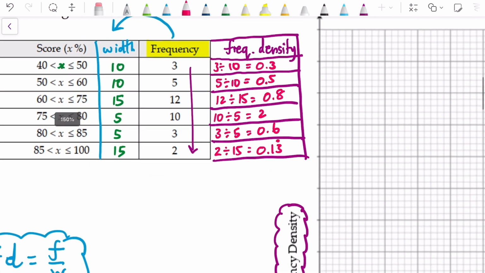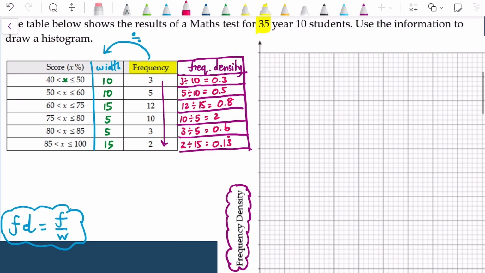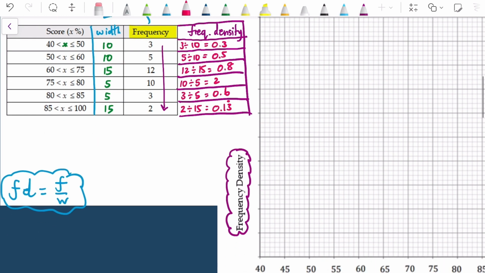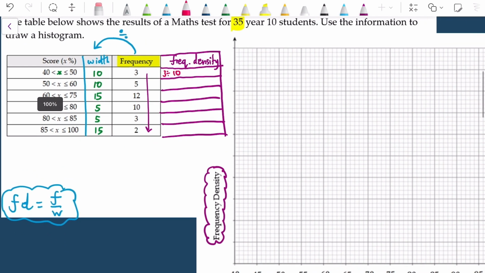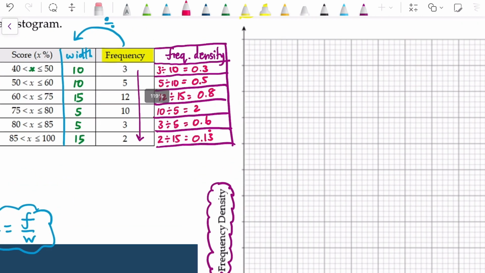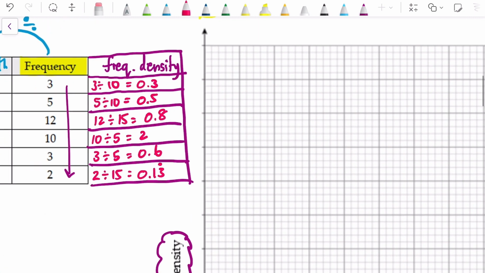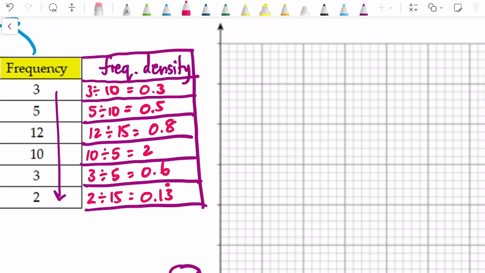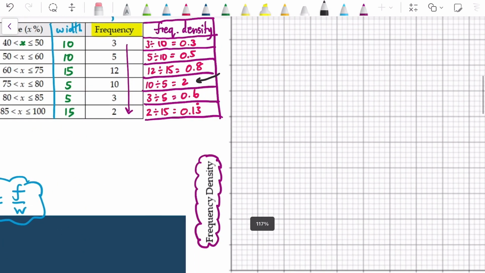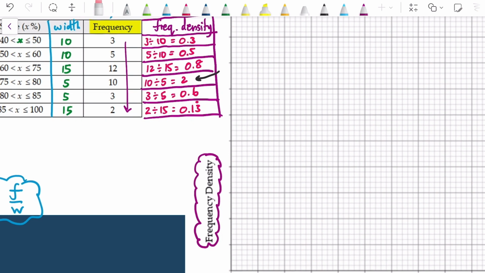Right. Now I'm good to go. So, frequency density, I need to check how far this goes up, as in what's the highest value. And I notice the highest value of my frequency density is 2, which means on the vertical axis, I need to go up to 2 there. And I know I'm going to have 0.5, 0.8, etc.